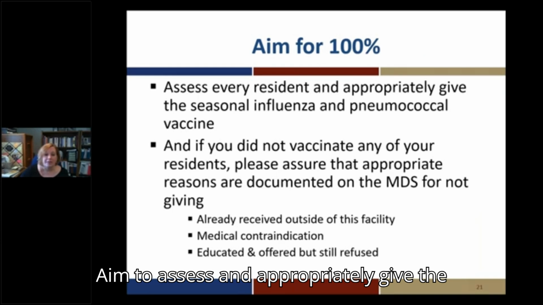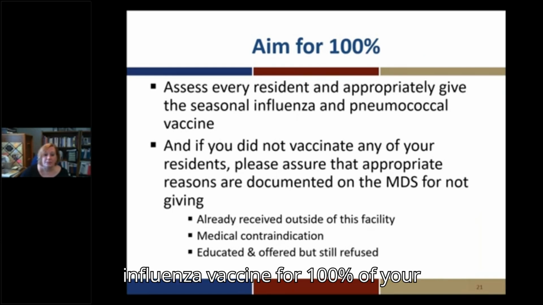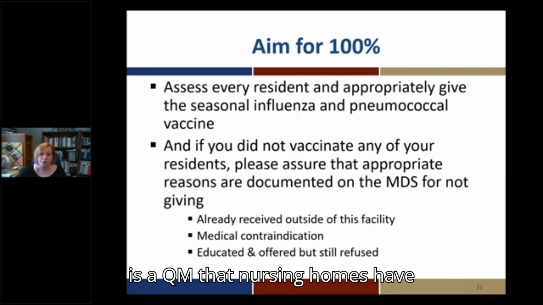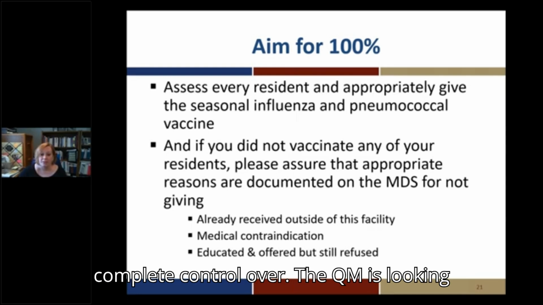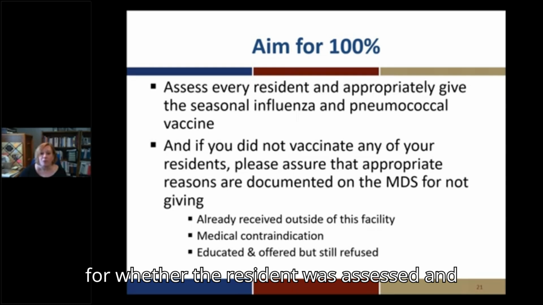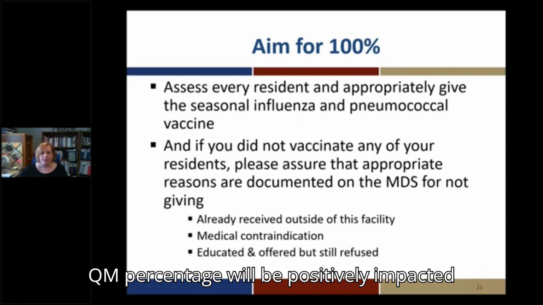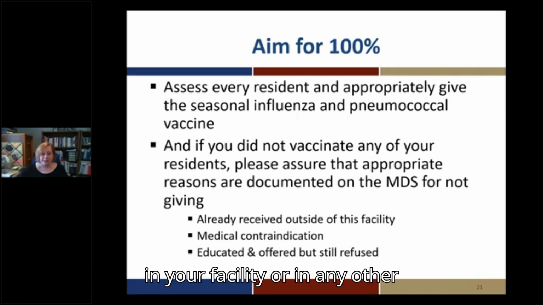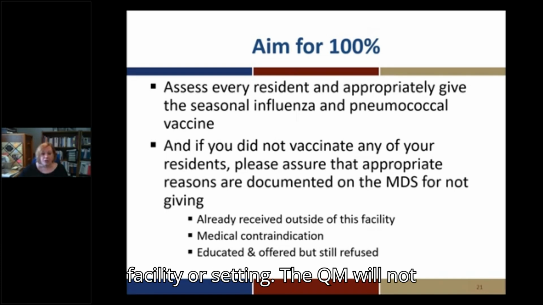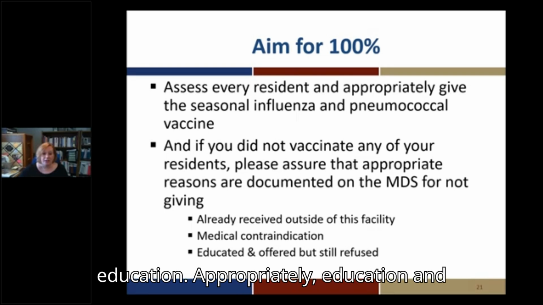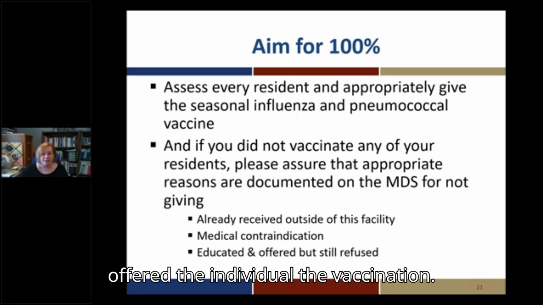Aim to assess and appropriately give the influenza vaccine for 100% of your residents. As I previously stated, this is a QM that nursing homes have complete control over. The QM is looking for whether the resident was assessed and appropriately given the immunization. The QM percentage will be positively impacted if the resident received the immunization in your facility or in any other facility or setting. The QM will not be negatively impacted if the resident declines a vaccination, as long as your staff has provided appropriate education and offered the individual the vaccination.